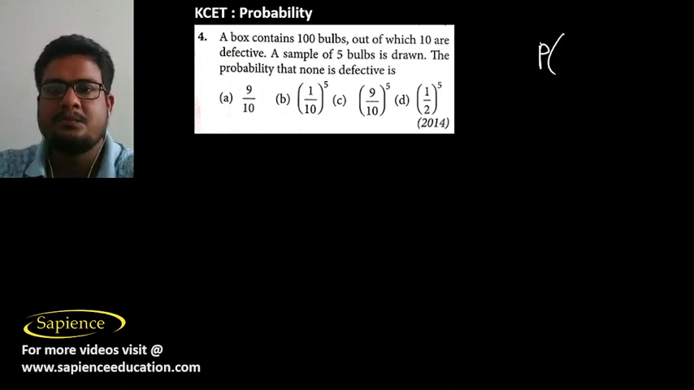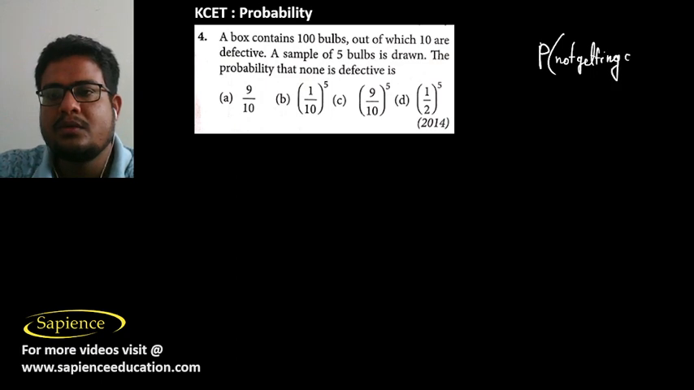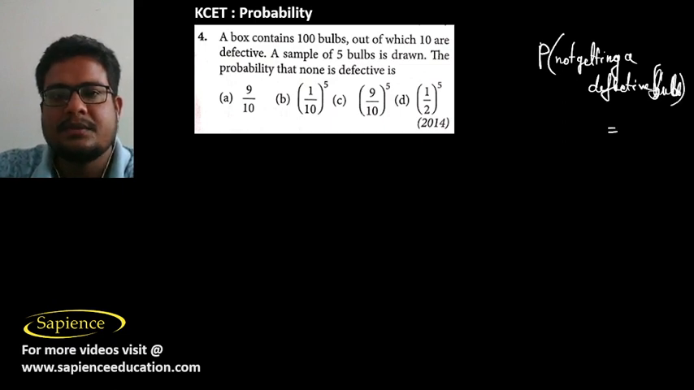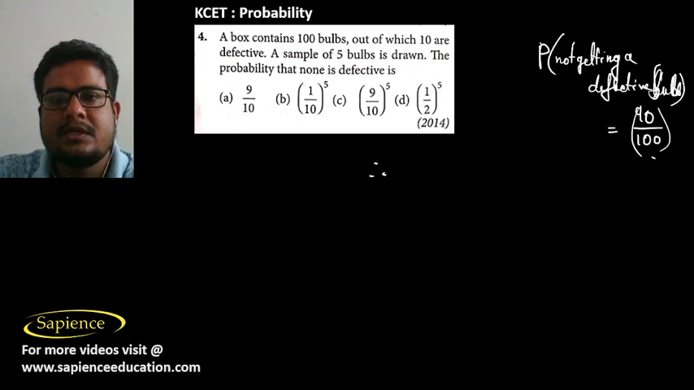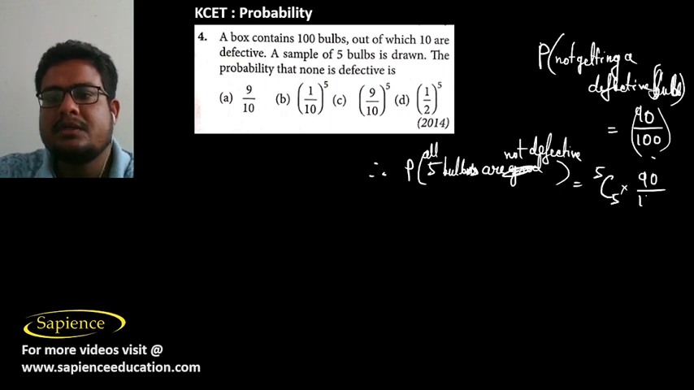It means the probability of not getting a defective bulb will be 90 by 100, and 5 bulbs are drawn. So the probability that all five bulbs are good, that means they are not defective, will be equal to 5C5 into 90 by 100 whole power 5.